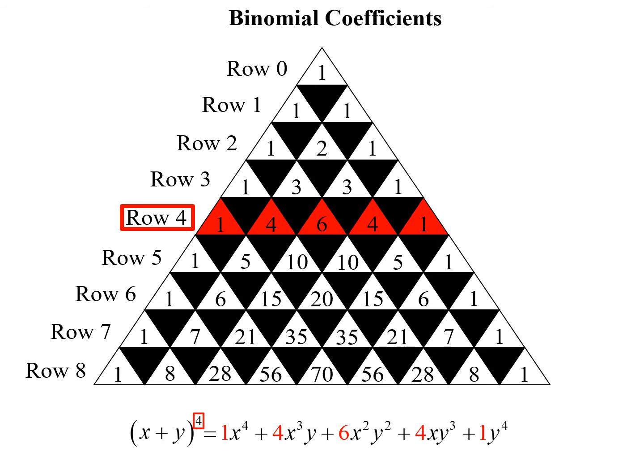This process of raising a binomial to a power is called the binomial theorem. If you wanted to compute (x + y) to the 50th power, then you can find those coefficients in row 50. Pascal's triangle is a triangular array of binomial coefficients.